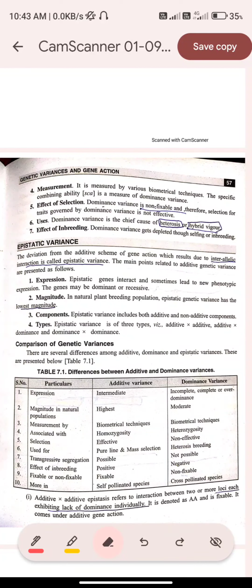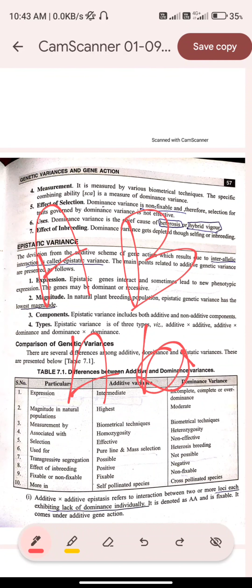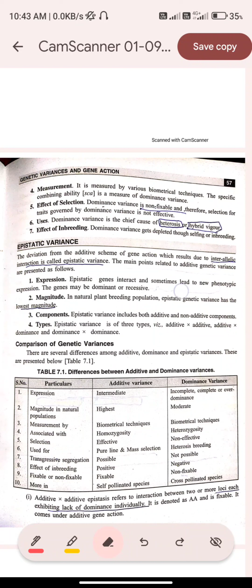Now we will see main points related with epistatic variance. Genes interact and sometimes lead to new phenotype expression, as two different genes will combine, like capital A capital B, or capital A small b. They will interact and they will definitely give a new phenotype. The genes may be either dominant or recessive.